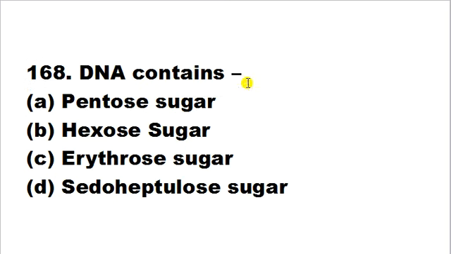DNA contains A. pentose sugar, B. hexose sugar, C. erythrose sugar, D. pseudoheptulose sugar. Here pentose means 5 carbon sugar, hexose means 6 carbon sugar, erythrose means 4 carbon sugar, and pseudoheptulose means 7 carbon containing sugar. So here DNA contains pentose sugar, that means a 5 carbon containing sugar is found in DNA. In DNA, the pentose sugar is deoxyribose sugar, which is a 5 carbon containing sugar.